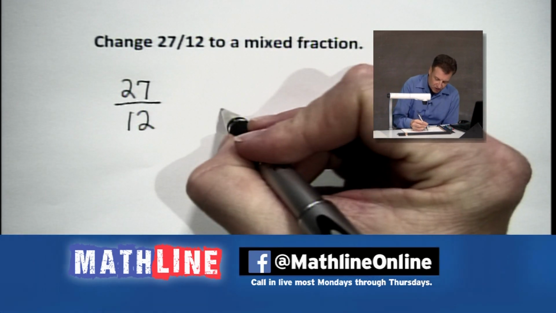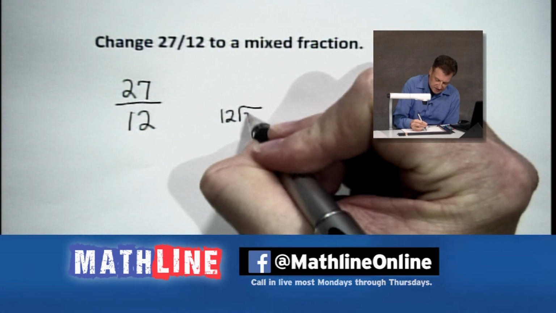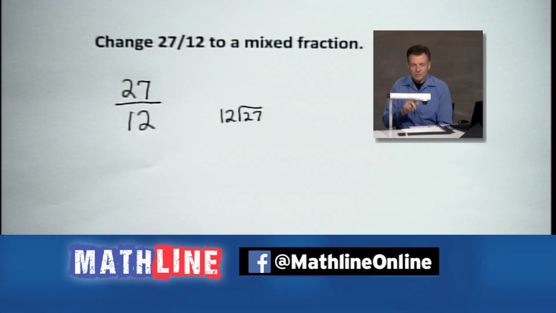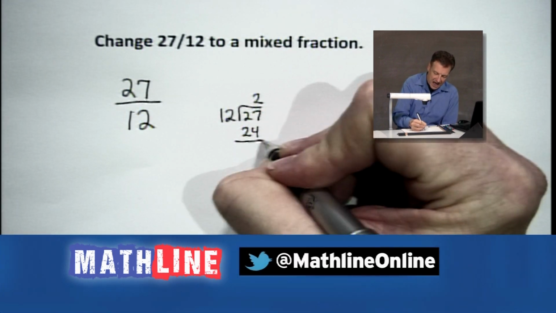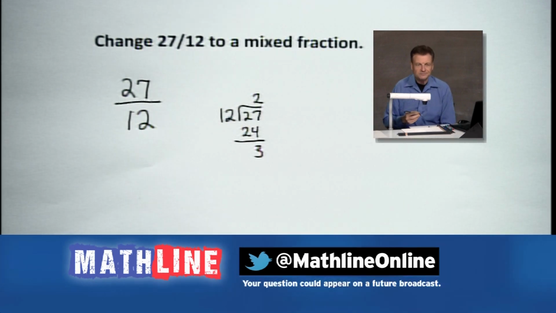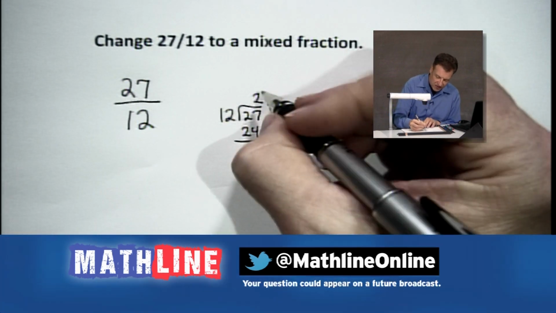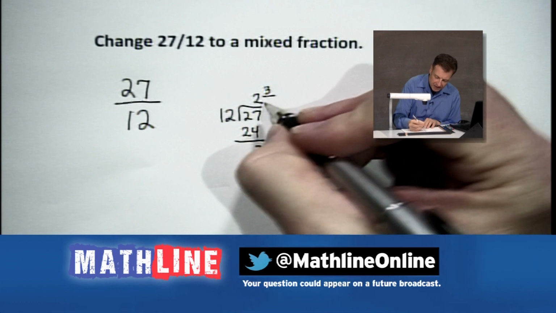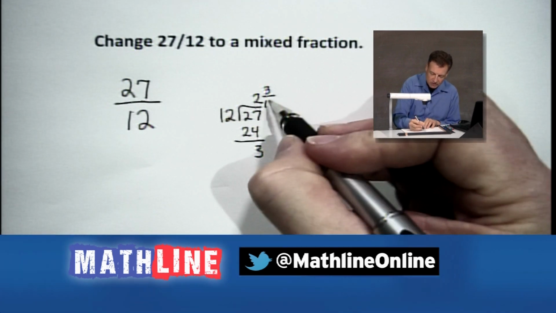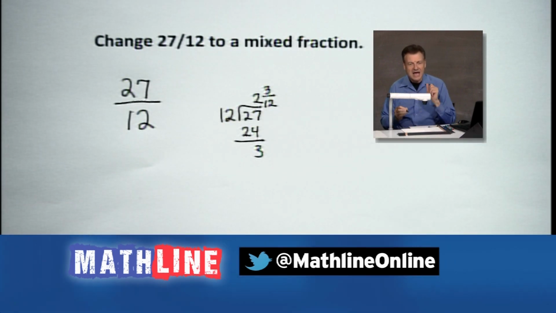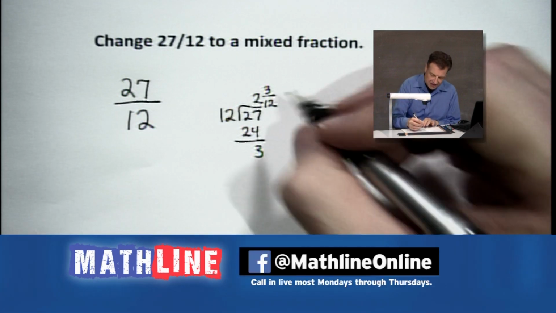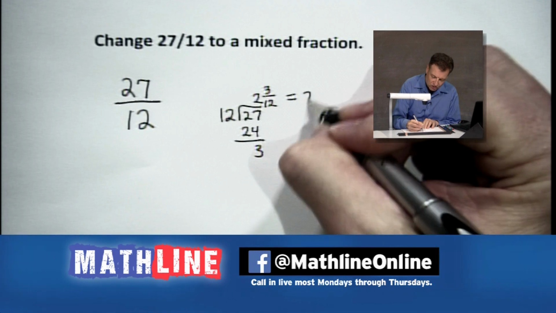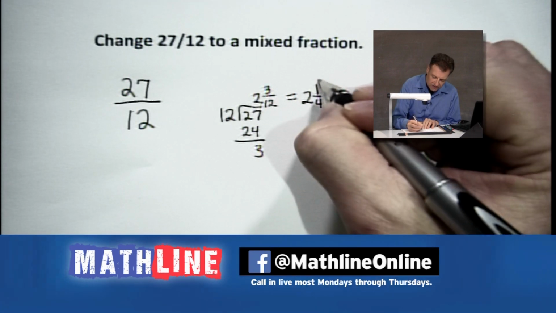So off to the side here, we're going to do a quick 12 into 27. Goes more than once, doesn't it? It goes twice. So we'll put a 2 up there. 2 times 12 is going to give me 24, and I have 3 left over. Now, when I put that 3 up here, remember, it's over 12. It's over what we divided by. That's what the remainder goes by. 3 over 12 is not reduced. So we want to reduce that down. That's going to give us 2 and 1/4.